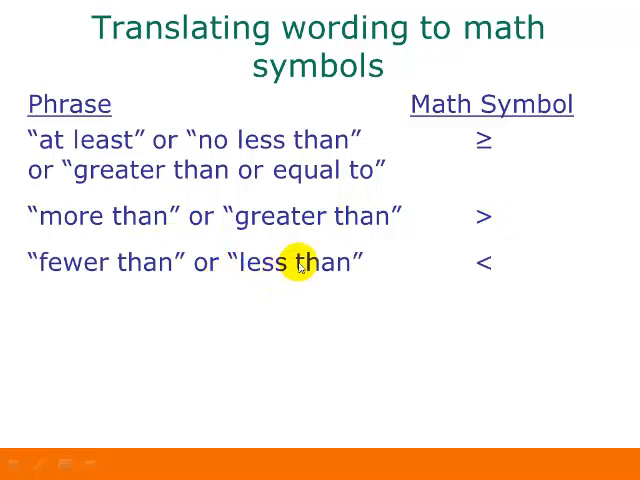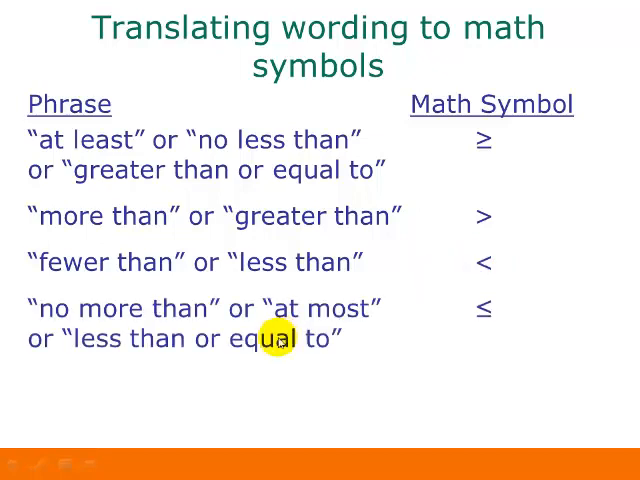Fewer than or less than translates into a less than sign, and again this means that whatever value is here is not included. No more than, at most, or less than or equal to translates into a less than or equal to sign, which means we are including the value. And exactly, you'll see this one a lot in these problems, exactly or equals or is translates into an equals sign, and that means we're dealing with one value only.